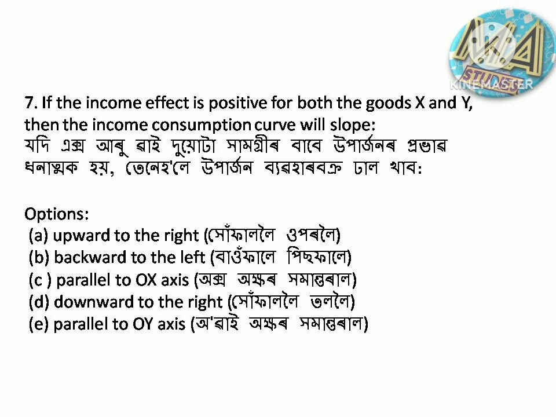7. If the income effect is positive for both the goods X and Y, then the income consumption curve will slope. Options: A. upward to the right, B. backward to the left, C. parallel to the x-axis, D. downward to the right, E. parallel to the y-axis.